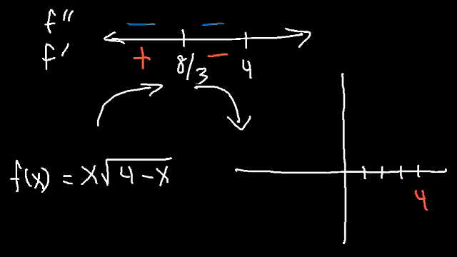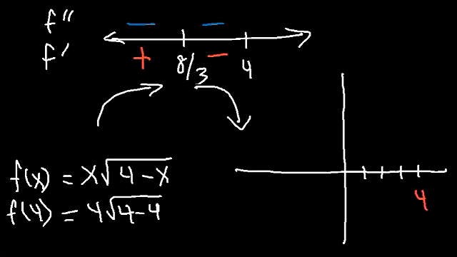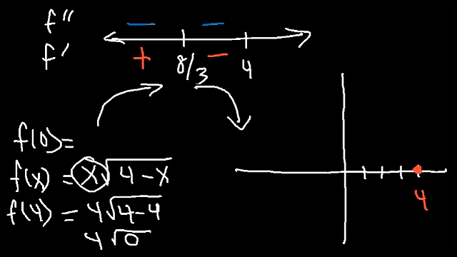We can plug in 4 into the original function. F of 4 is going to be 4 times square root 4 minus 4. 4 minus 4 is 0. And the square root of 0 is 0, so this is the x-intercept of the graph. Now notice that the other x-intercept is at 0 as well. If you plug in 0, 0 times anything is 0, so the next point is at 0, 0.